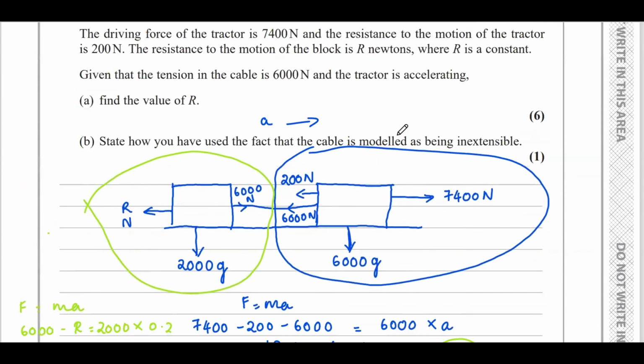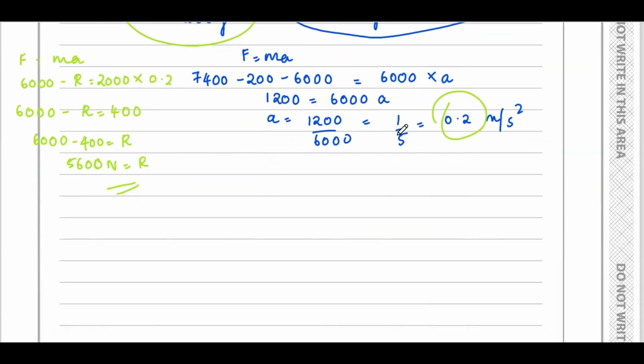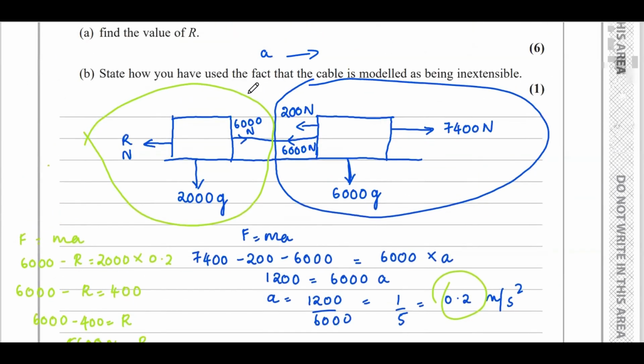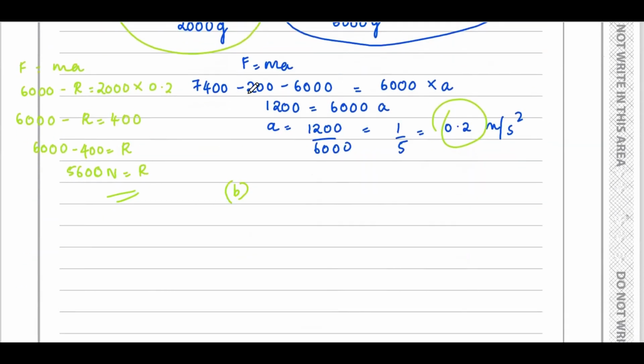Now we have the second part. State how you have used the fact that the cable is modeled as being inextensible. So that's a theory part. It's a 1-mark question. So we say that the acceleration for the tractor and the block is just the same here. The acceleration for both the tractor and the block is the same. So same acceleration for the tractor and the block.